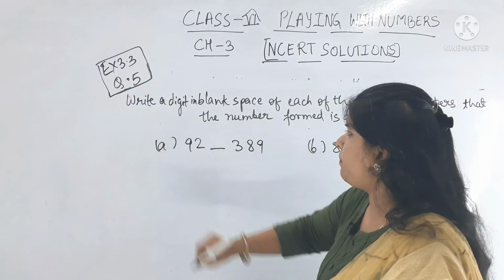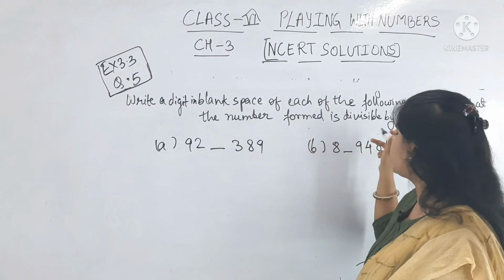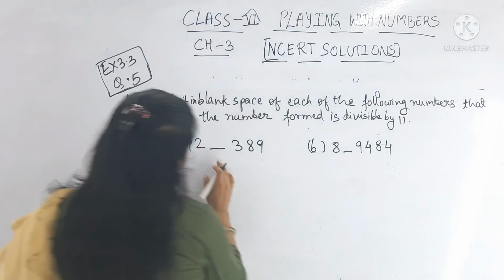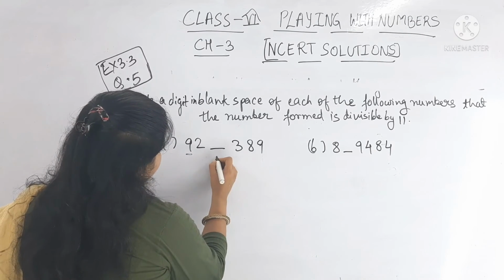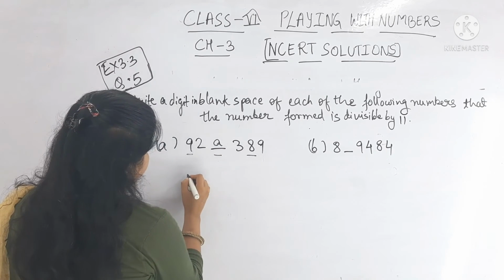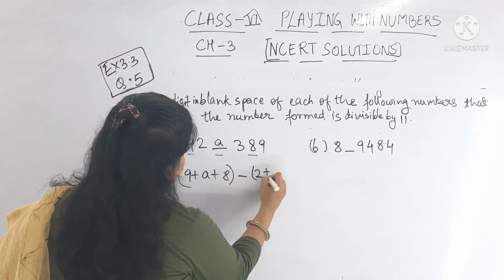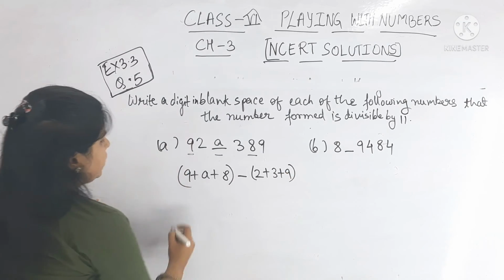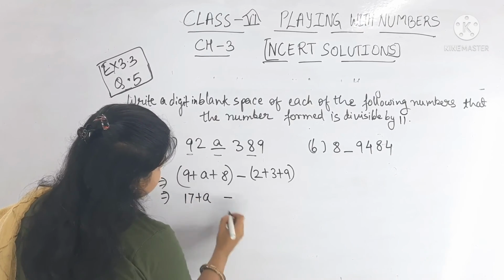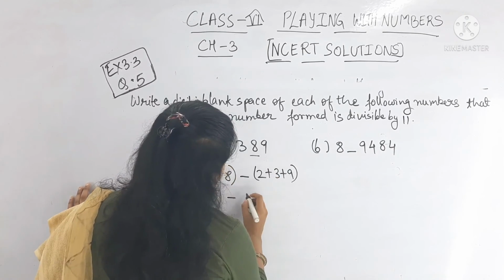Here number A part. What is the question? You have to fill this blank space so that the number formed is divisible by 11. So this number should be divisible by 11. Okay, so for 11 we know the odd places, let me take A as the blank, A8. So here 9 plus A plus 8 minus 2 plus 3 plus 9. Okay, what am I getting here? 17 plus A minus 9, 10, 11, 12. 12 plus 2 is 14.